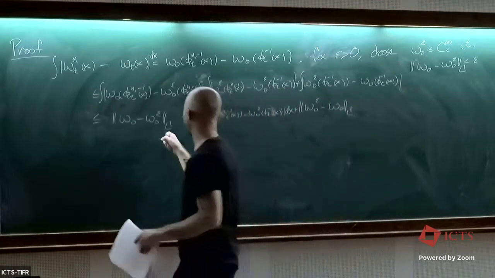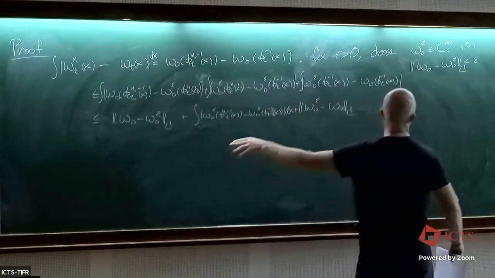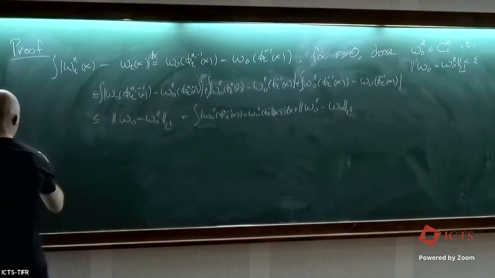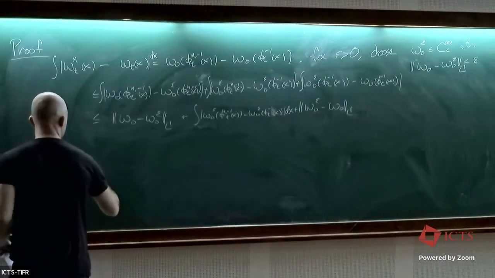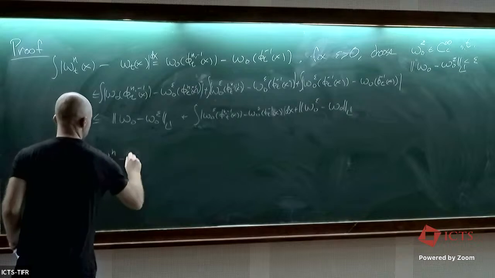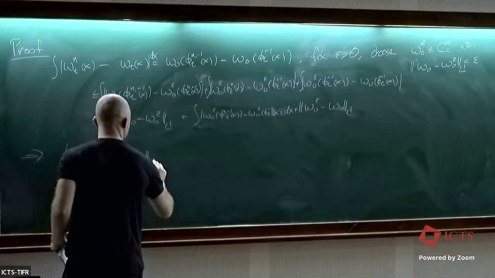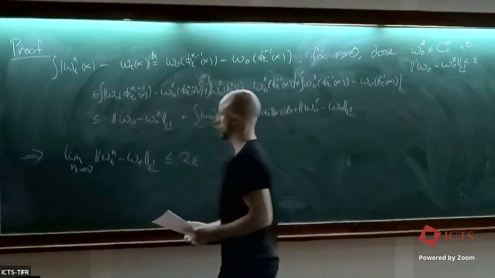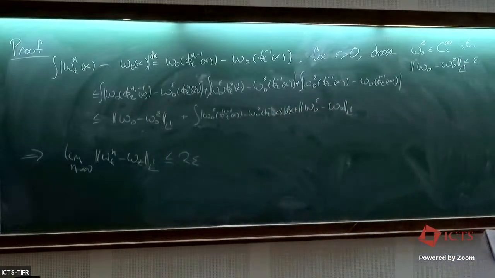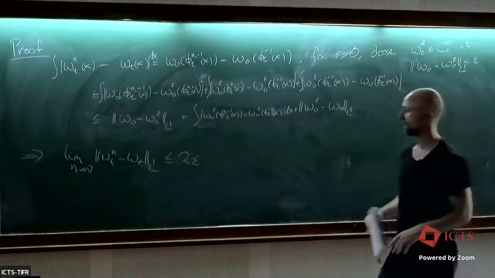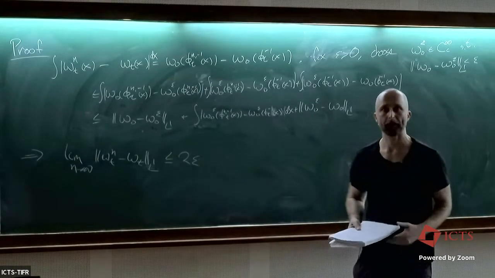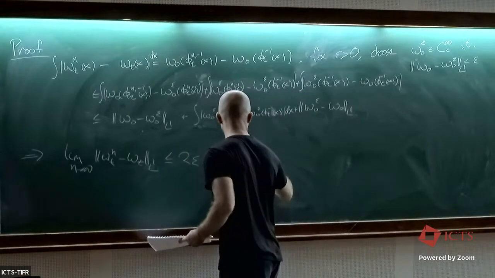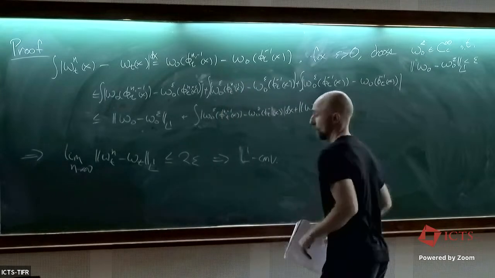Okay? And now we use how we chose omega naught epsilon, such that this one holds. So this implies that the limit as n goes to infinity of the L1 norm is bounded by epsilon plus epsilon. Right? And now you let epsilon be as small as you want. It implies the convergence. Okay? L1 convergence. Good.